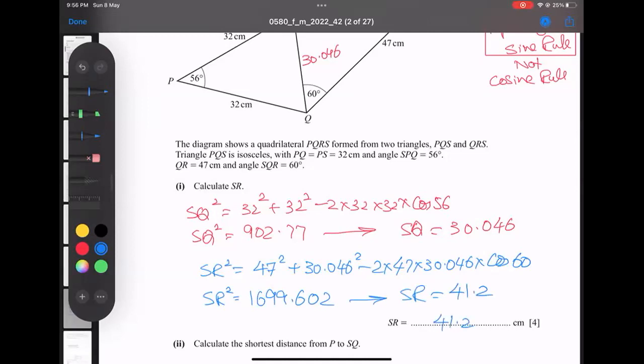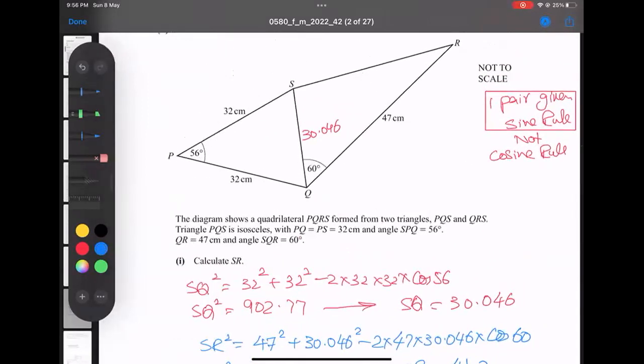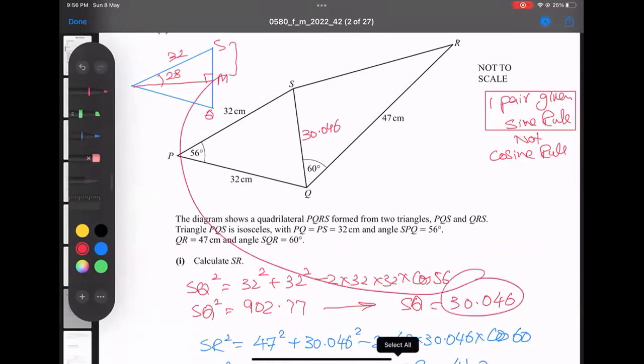So you have two ways. Either you don't like this cosine rule, we have another technique. We draw a perpendicular. When you draw a perpendicular, I show you. In that technique, I draw a perpendicular, 90 degree. This is SQ. This is 28 degree, and this is 32. Using this triangle, get SM first, and then multiply by 2, I will get 30.06. So no problem at all. This is way number 2.